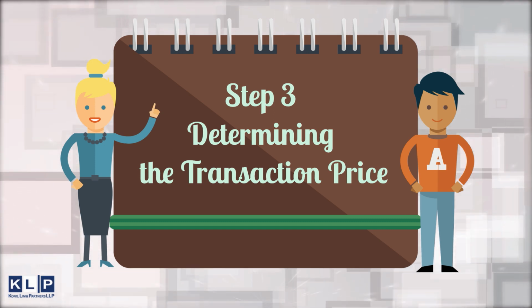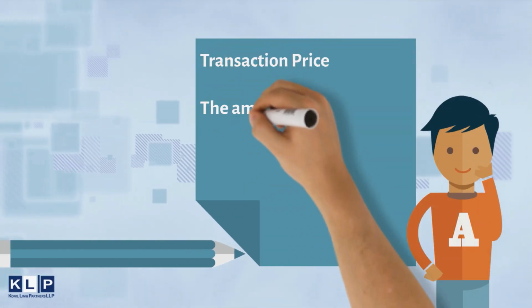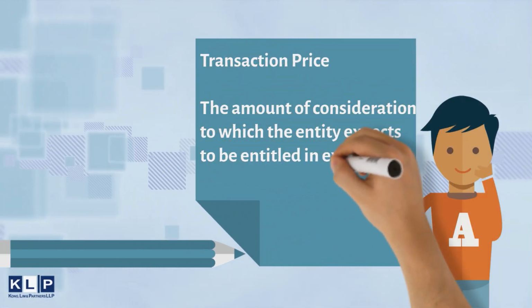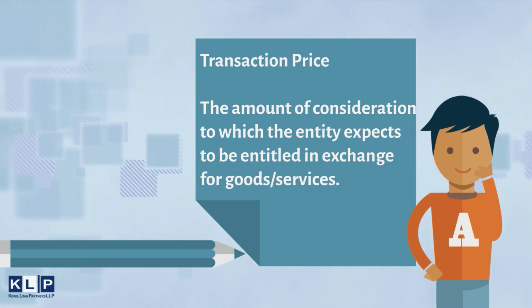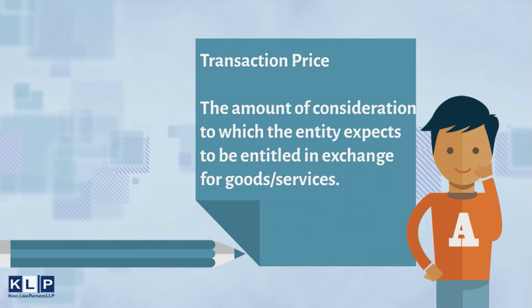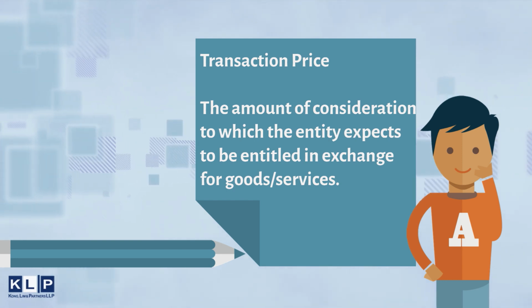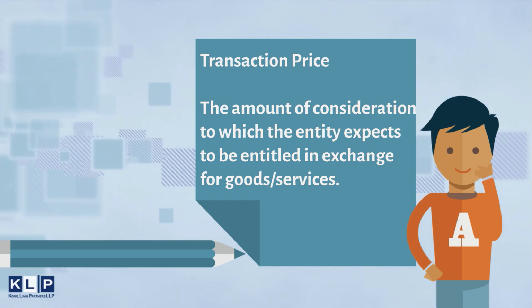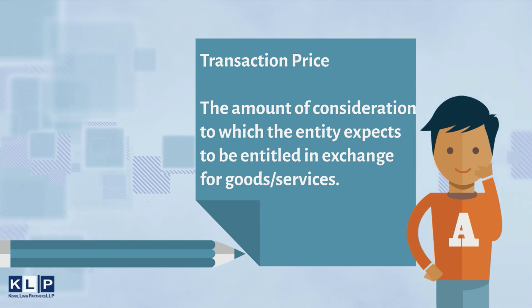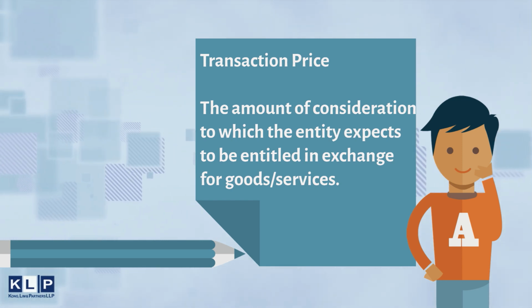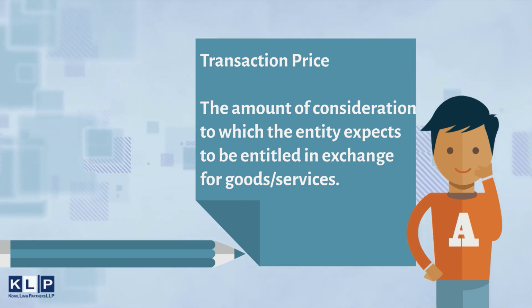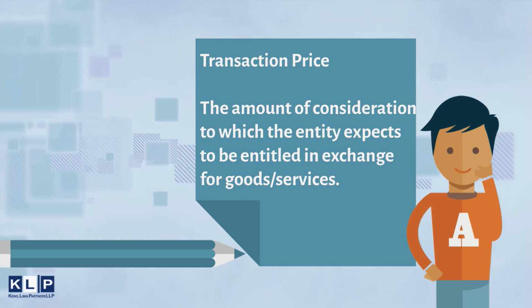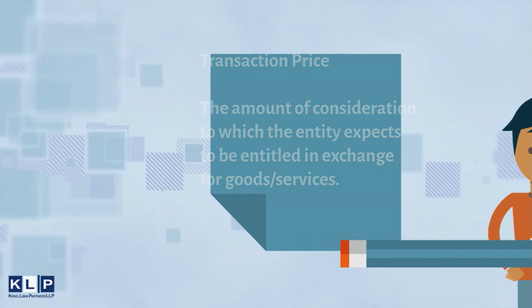Let's move on to step 3, determining the transaction price. As with all our other steps, we define the main point in each step. Similarly, let's break down and identify what a transaction price is. It is the amount of consideration to which the entity expects to be entitled in exchange for transferring promised goods or services to a customer. There are additional considerations involved in determining transaction price, which will be covered in episode 4 of our IFRS 15 Made Easy series.